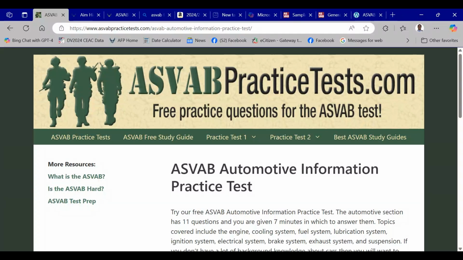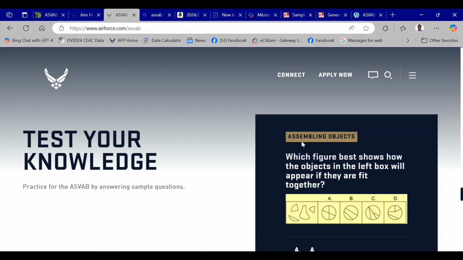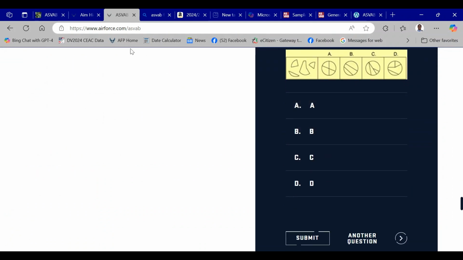Now, the higher you score on ASVAB, the more job opportunities you will qualify for in the military. Each branch of the military has specific score requirements for different roles, and higher scores can open doors for more specialized and advanced positions. So pay attention to ASVAB scores. You can practice at www.asvabpracticetest.com. You can also buy a book called ASVAB for Dummies. You can also go to the Air Force website, practice those tests, and you'll be good to go.